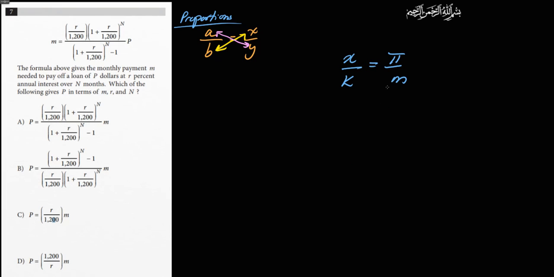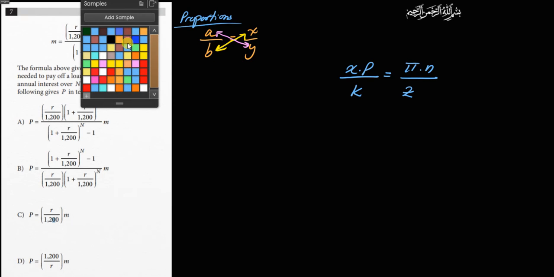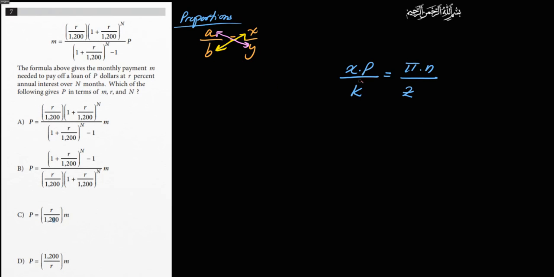Now, you can even solve some more complicated equations. For example, I'm just making this up again: x times p over k equals pi times n over z. Let's say I wanted to solve this one for k.